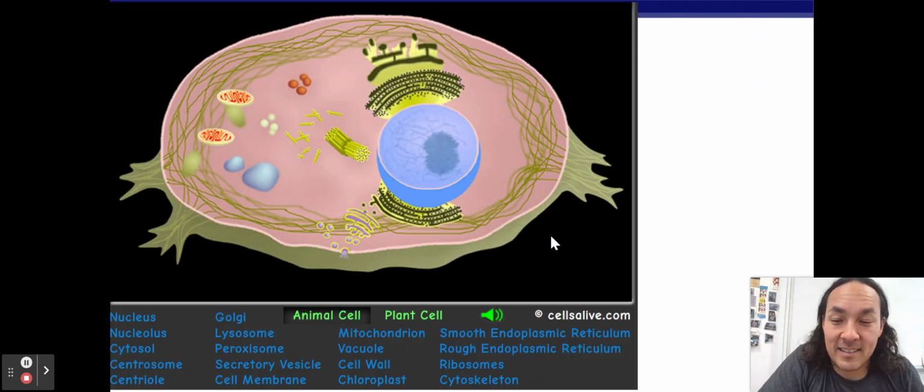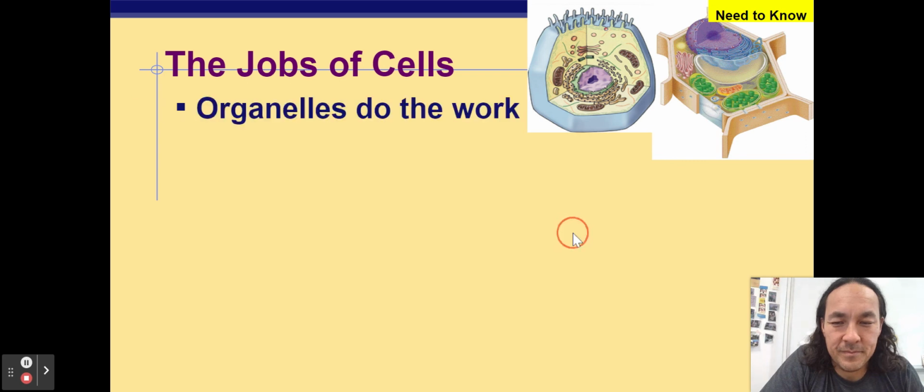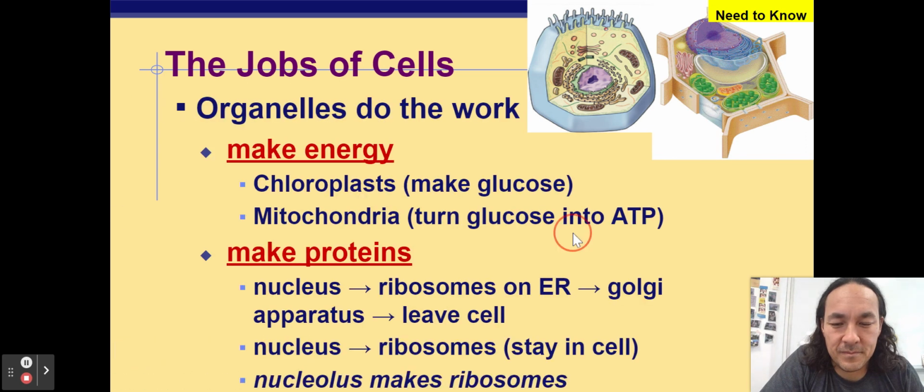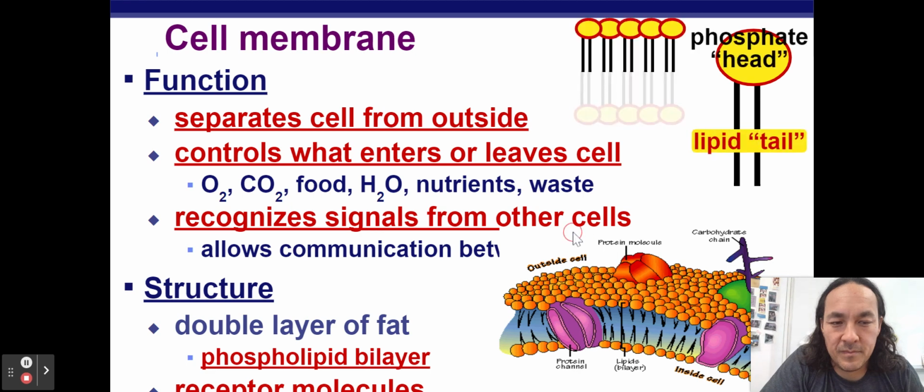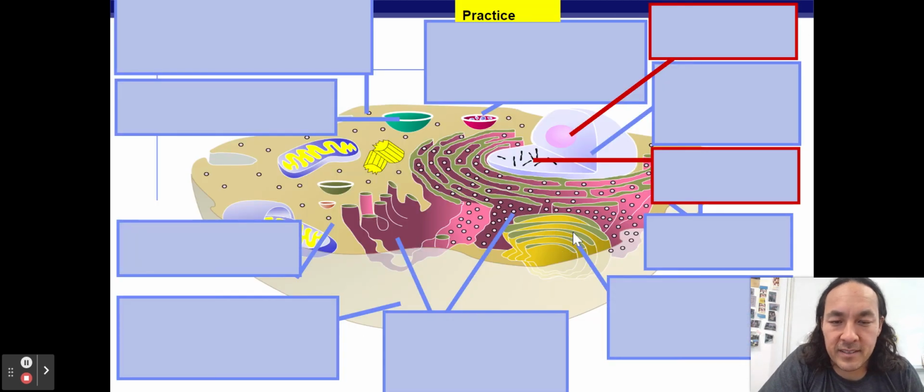We never got to this. I'm going to give it to you today, but there's the cellsalive.com. You can play with these. The .com website's now offline, but there's another one that I've linked to Classroom. We're going to go over this more in just a second. All right, you can spend some time practicing right here. See if you can do these parts of the cell.